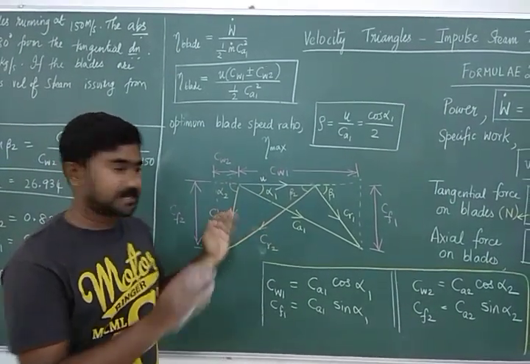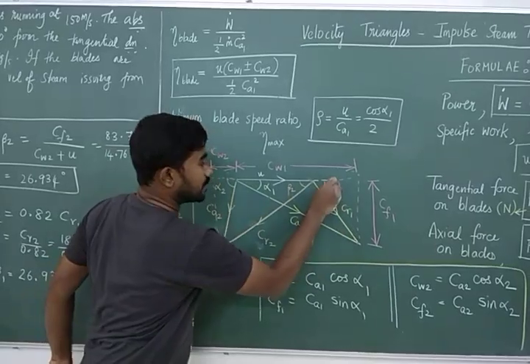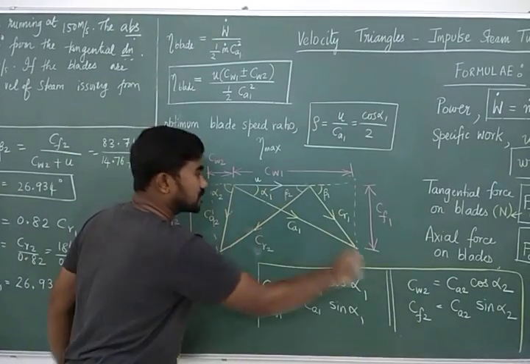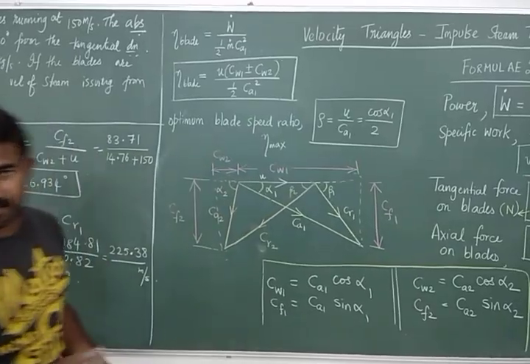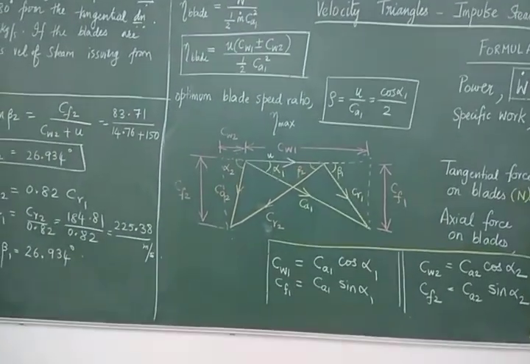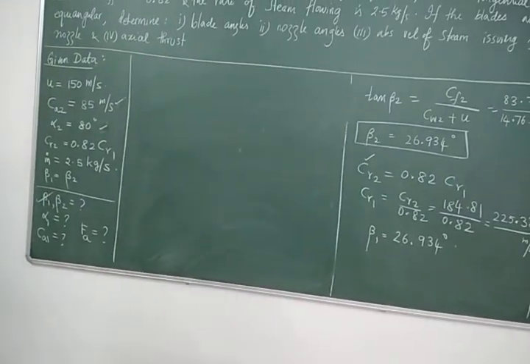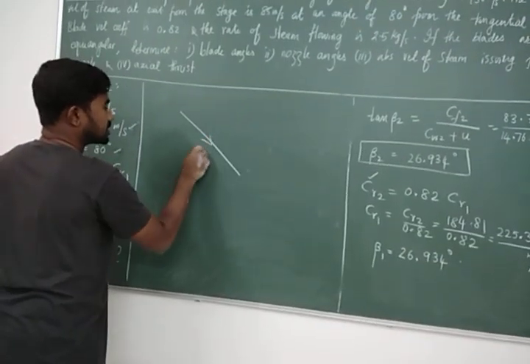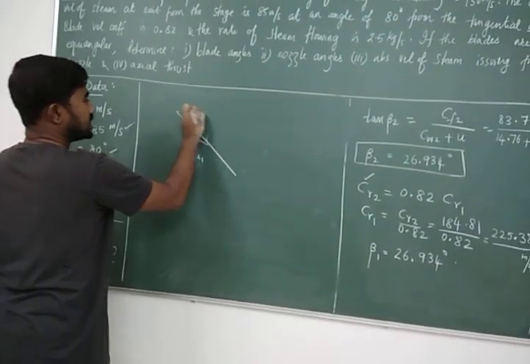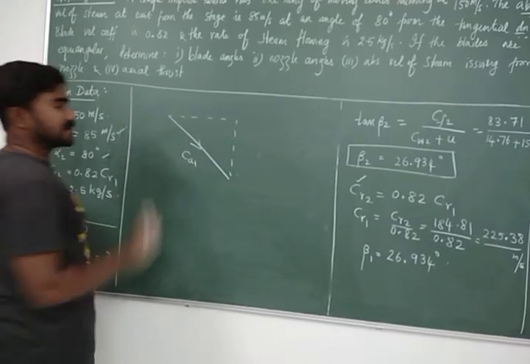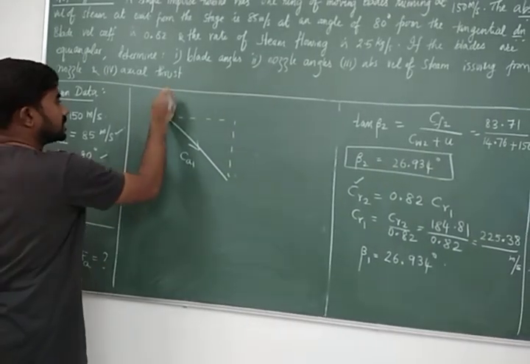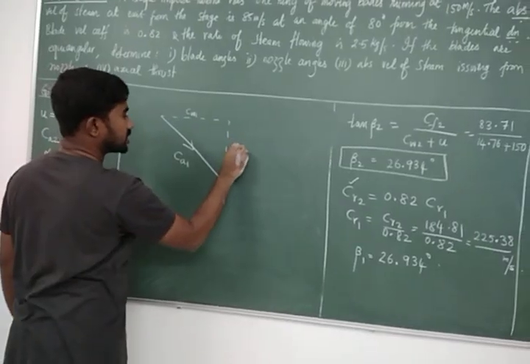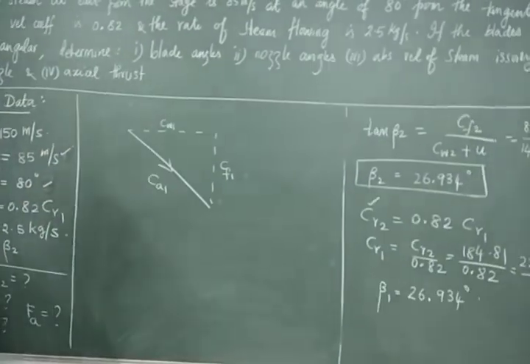Are you there? That's what we are going to find. From CR1 and beta 1, we are going to find CA1 and alpha 1. They belong to the same family, the inlet velocity triangle family. If you see the inlet velocity triangle, now focus on CA1 because that's what we are going to find. CA1 has a horizontal and vertical component. The horizontal component is what I call CW1. The vertical component is nothing but CF1.